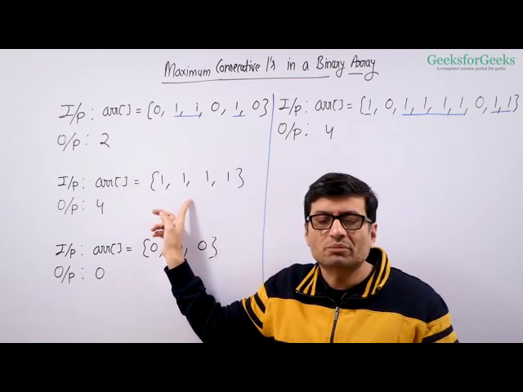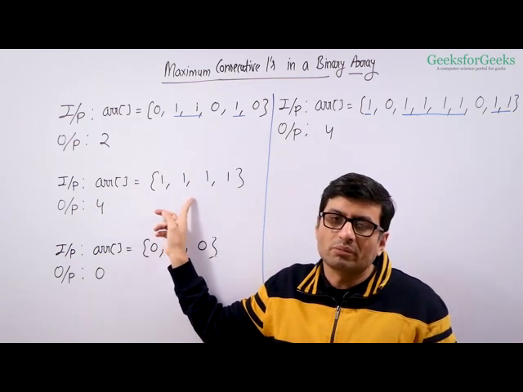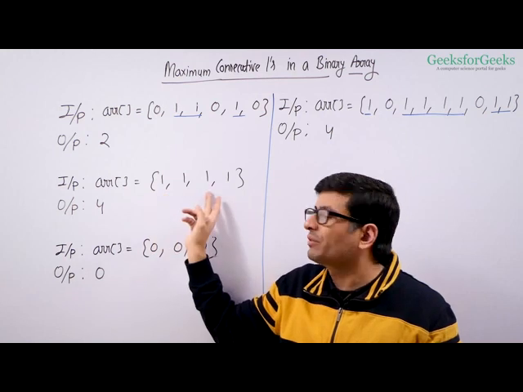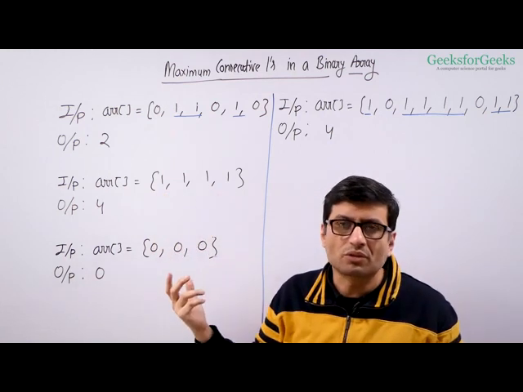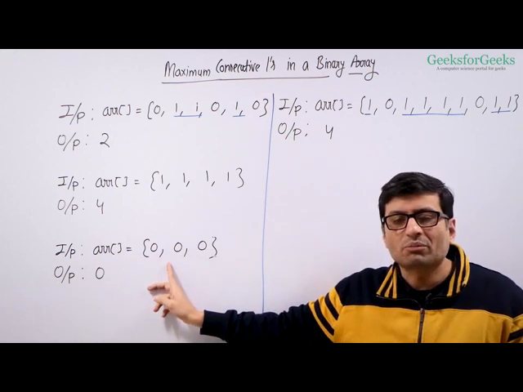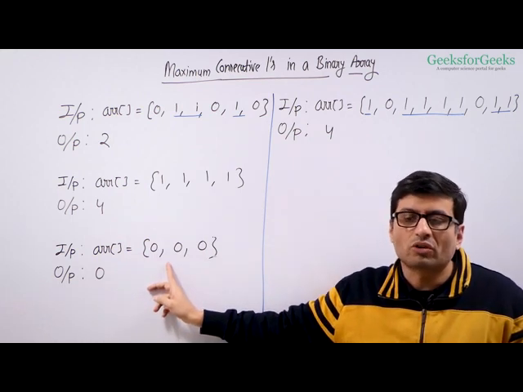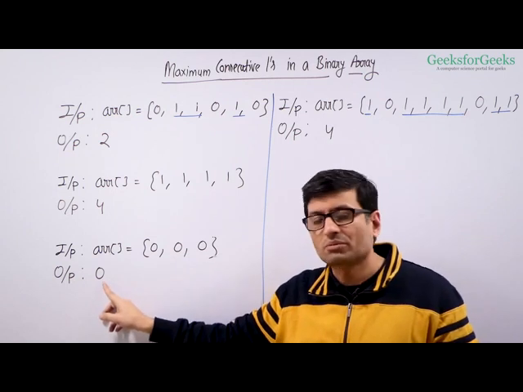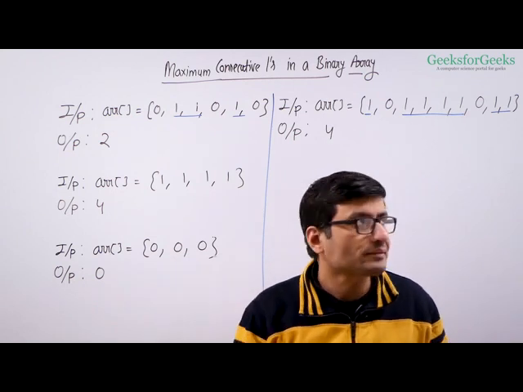Let's now see this example. This is a corner case example. Here we have 4 consecutive ones. All are ones. Size of array is 4. So our output is 4. Let's see this example. In this example, we have all zeros. One more corner case. So our output is 0 because there are no ones in this array.